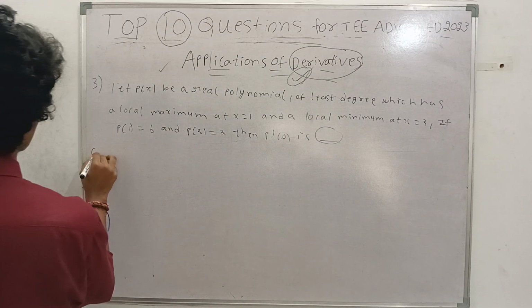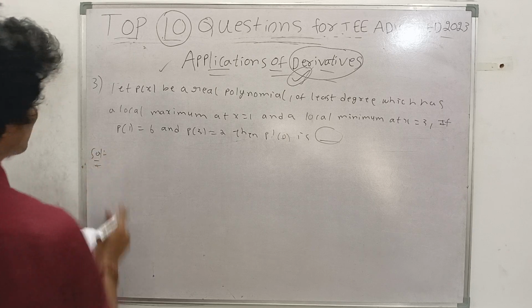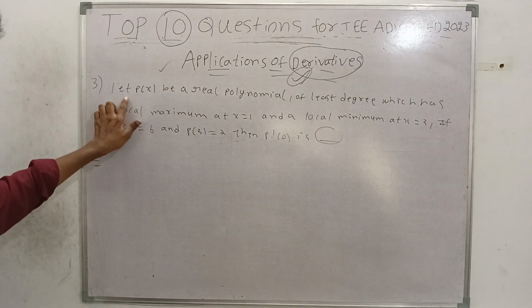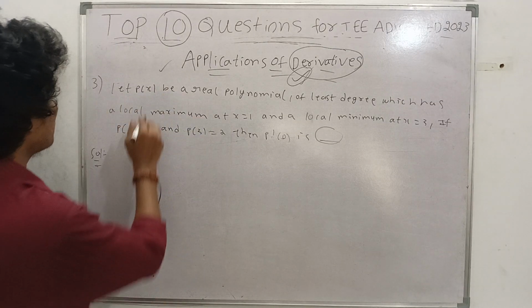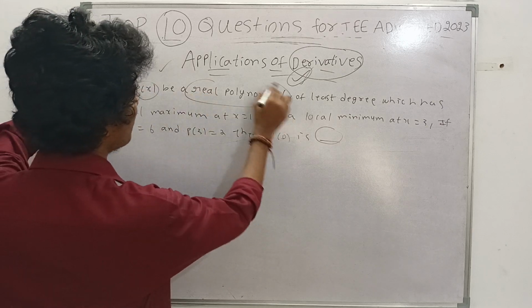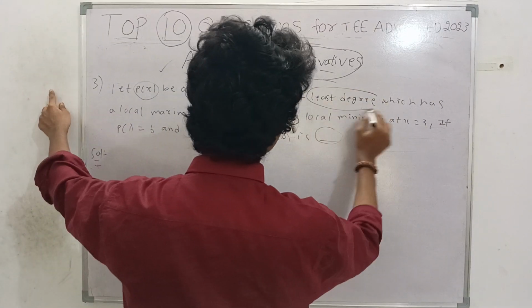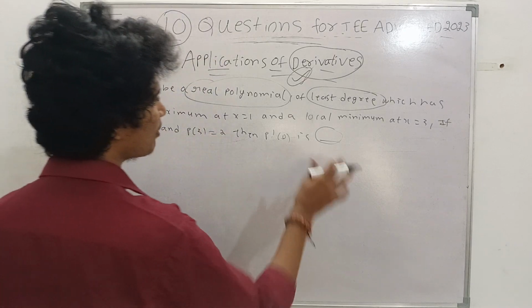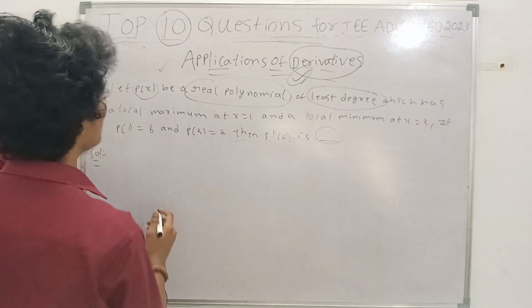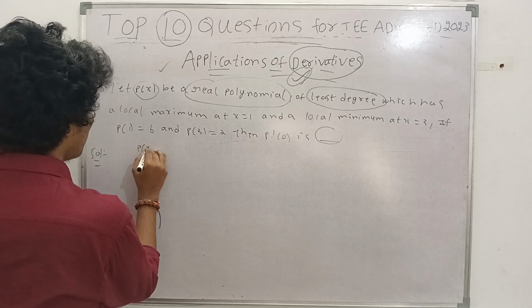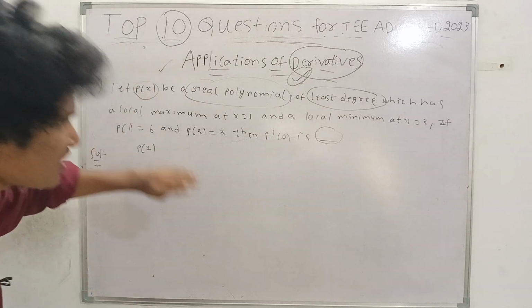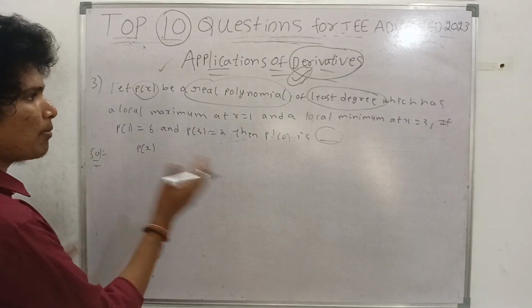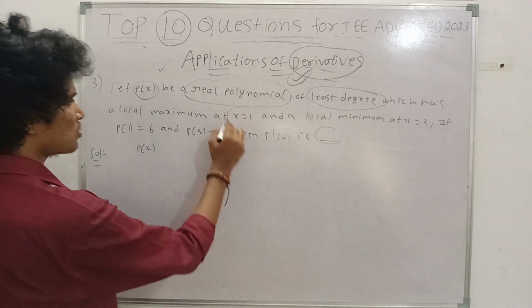This is a question. I will explain the question, guys. Wait some time. Let P of x be a real polynomial. What is given? P of x is a real polynomial of least degree, which has a local maximum at 1 and a local minimum at 3. After differentiating P of x, you can get the minimum and maximum, and those two points are given.